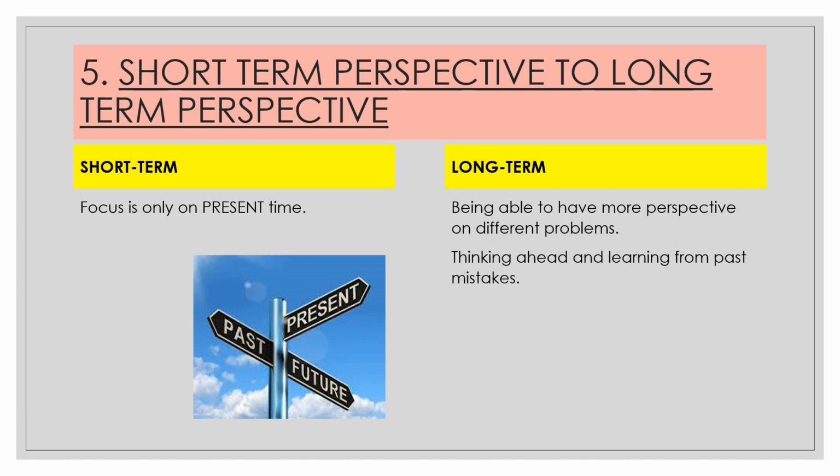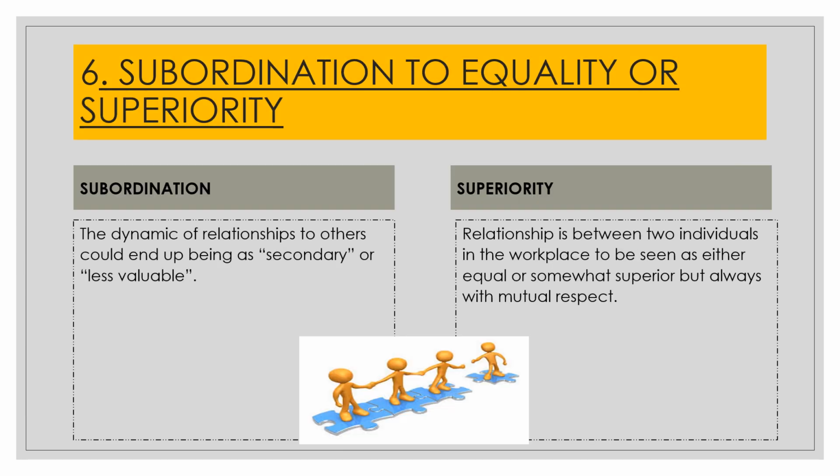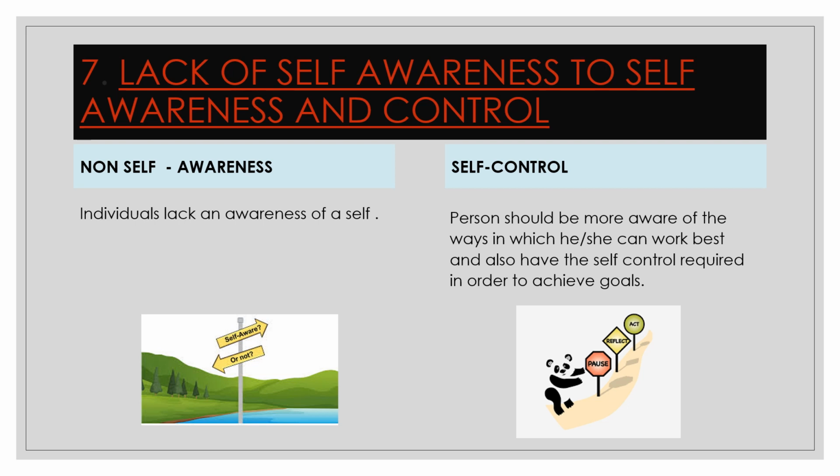Short-term perspective to long-term perspective. Short-term perspective focuses only on present time. Long-term perspective means being able to have more perspective on different problems, thinking ahead and learning from past mistakes. Subordination to equality or superiority. Subordination, the dynamic of relationship to others, could end up being seen as secondary or less valuable. Superiority, the relationship between two employees in the workplace is seen as either equal or somewhat superior, but always with mutual respect.